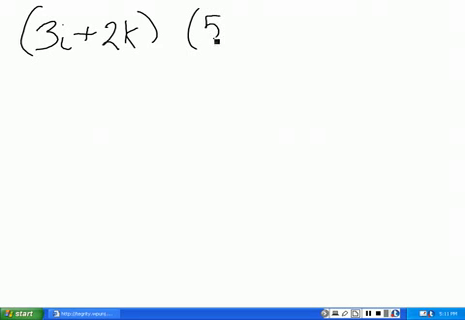So, to do some examples, suppose I have 3i plus 2k, and I want to multiply that times 5j minus k. Maybe that's a little hard for a first example. Let's start off with this first. See how we do.